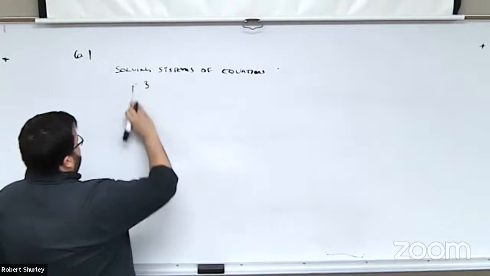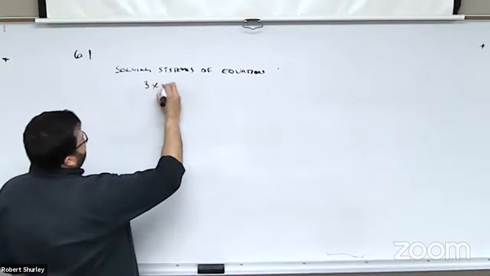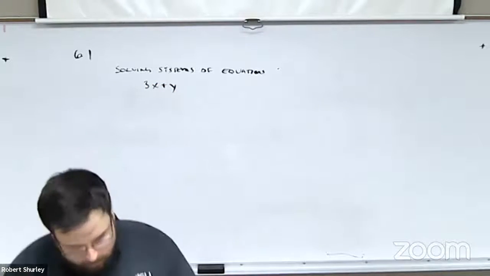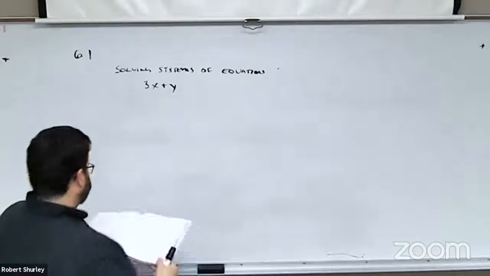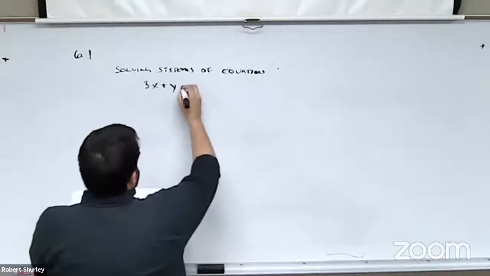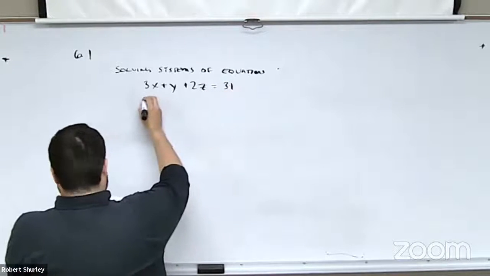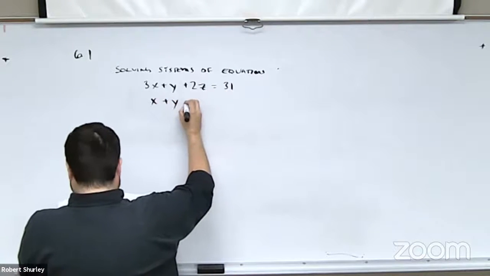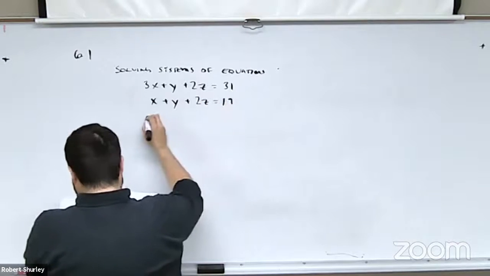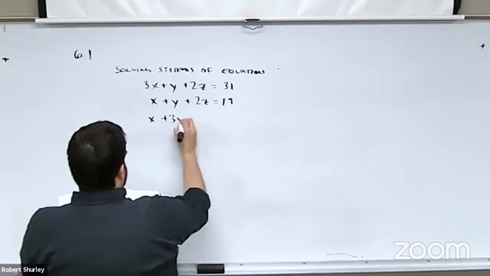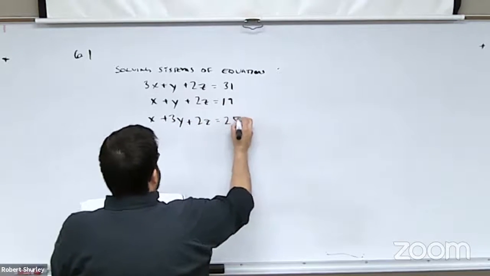Okay, so wait, no, this isn't a matrix yet. It's an equation. It's going to be kind of a lot. 3x plus y plus 2z equals 31, and x plus y plus 2z equals 19, and x plus 3y plus 2z equals 25.